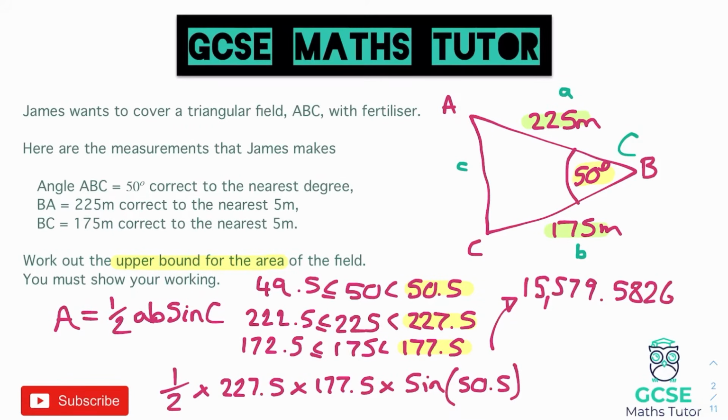Now that is in meters, so that is going to be meters squared as it is an area, and there is our final answer, 15,579.5826 metres squared. There we go. Right, so let's highlight that off as our final answer. And there's our second question.